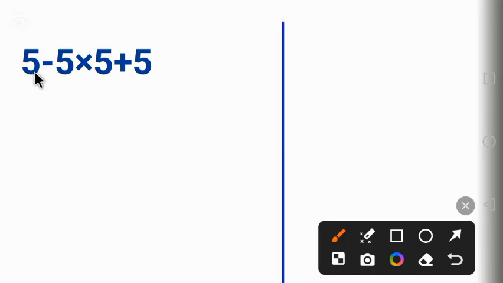That is, they will solve subtraction first, and as such they will get the wrong answer, because subtraction, according to the order of operation, subtraction and addition, they are the last operations to be carried out. To solve this question correctly, we will use the order of operation called PEMDAS.